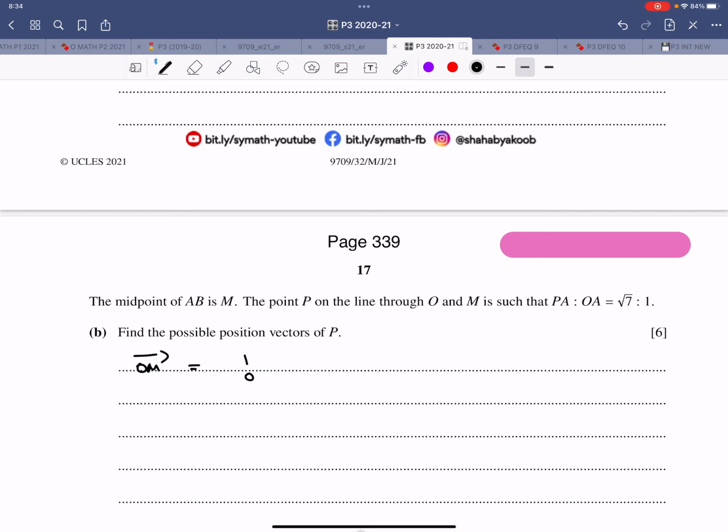It's passing through O and M. Therefore, r is equal to something plus lambda something. So OM is the direction vector (1, 0, -1), and the origin is the fixed point. M could also be the fixed point, but I've chosen the easier version.